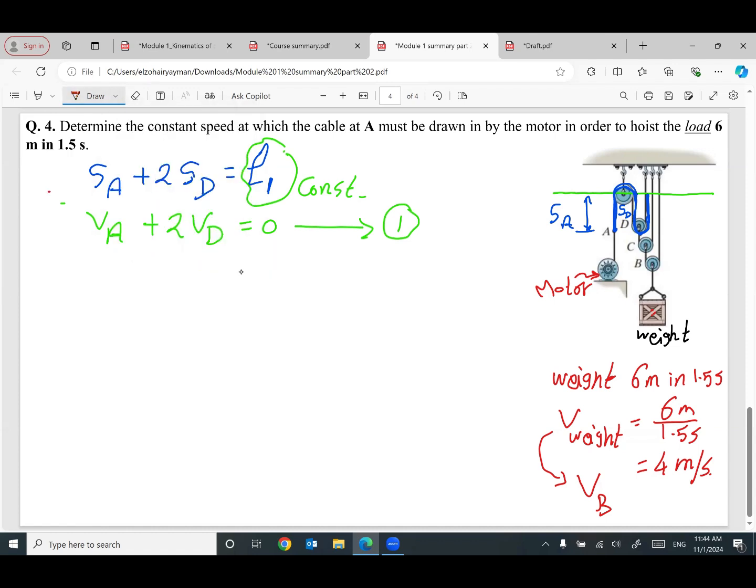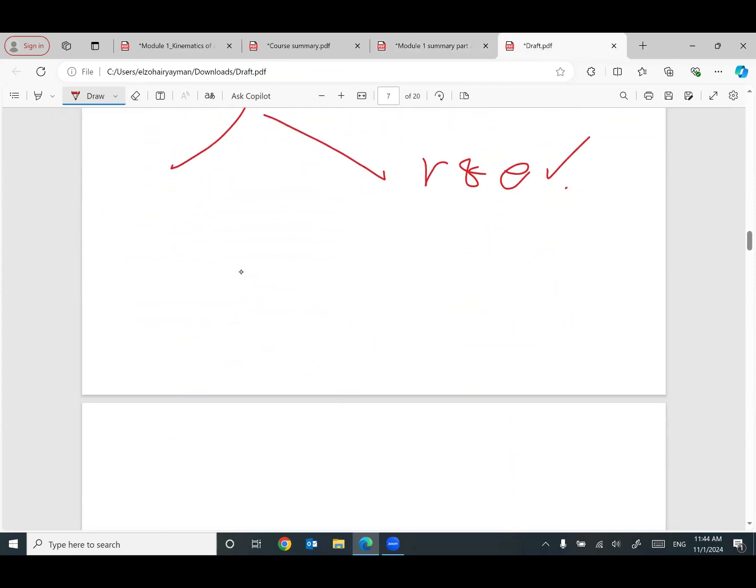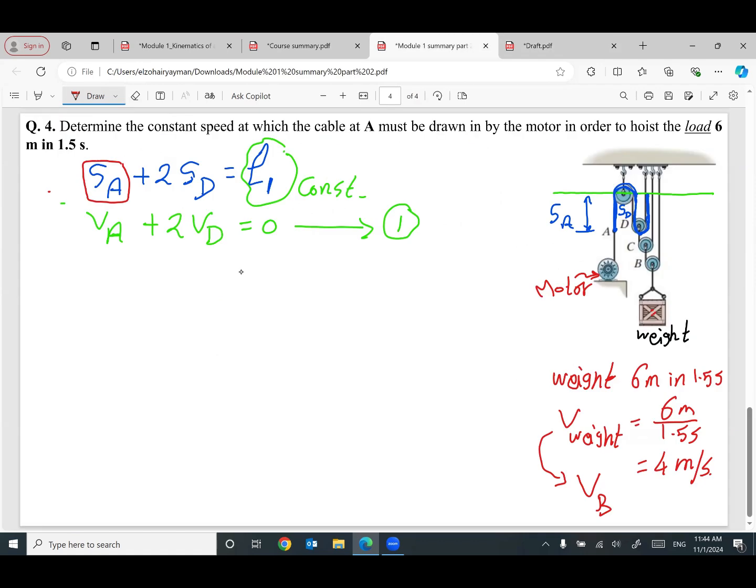I just differentiate this S with respect to time. Remember, your velocity is S dot, or first derivative of S with respect to time. So if you have S, just go ahead and differentiate it, it will give you the velocity. S at A will give you velocity at A. 2S at D will give you 2 V at D. Differentiation of a constant value will give you 0 because this length is constant. One more time.